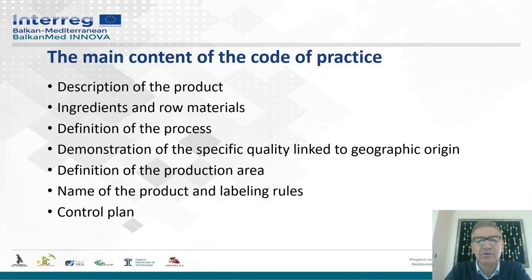The main content of the Code of Practice is structured with the following chapters. Apart from the name of the product, we have the description of the product, the ingredients and raw materials we use for this product, the definition of the process, demonstration of specific quality linked to geographic origin, the definition of the production area, name of product and labeling rules, and also the control plan.